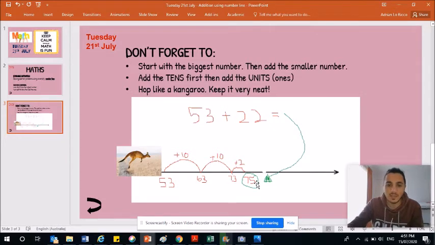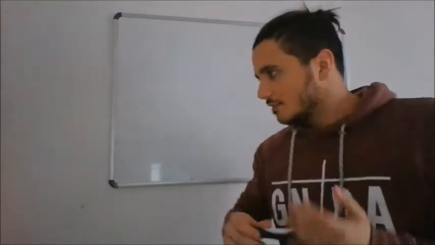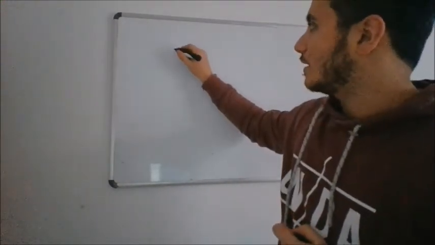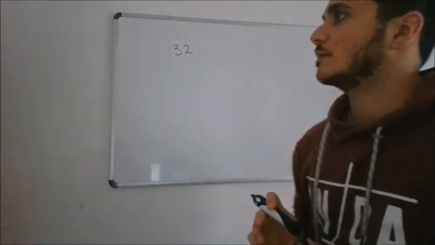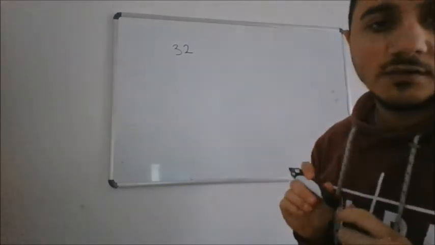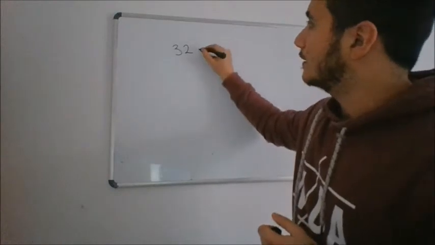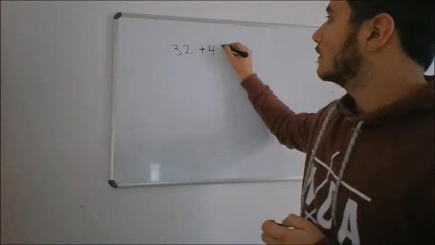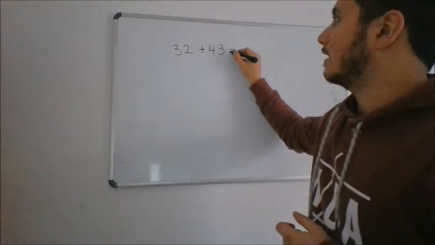I'm going to do another one on my whiteboard. All right, so I'm going to add two numbers together. So they're two-digit numbers that we're going to add together. So the first one could be 32. So Mrs. Love has 32 bananas, and Mrs. Shuring has 43 bananas. How many bananas are there all together?